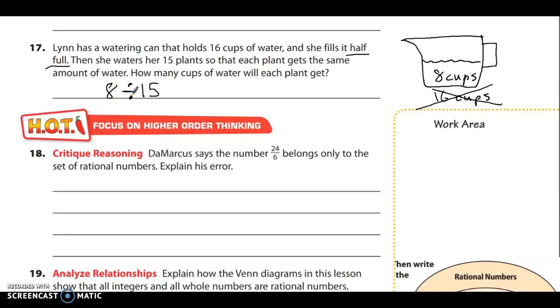So this is one of those problems where we're going to want to turn it into a fraction, where the first number becomes the numerator, and the second number becomes the denominator. And 8 divided by 15 is 8/15. How many cups of water will each plant get? 8/15 of a cup.